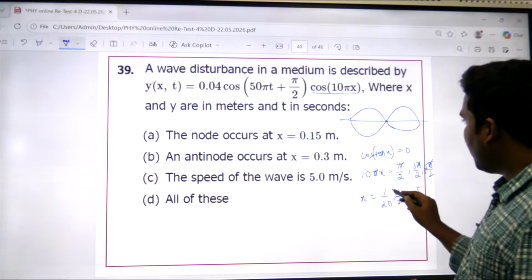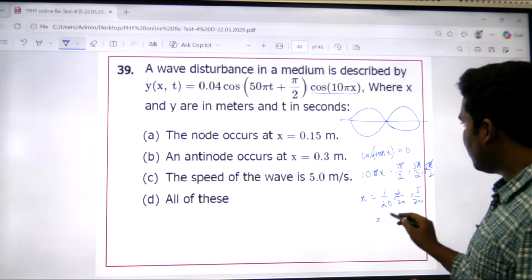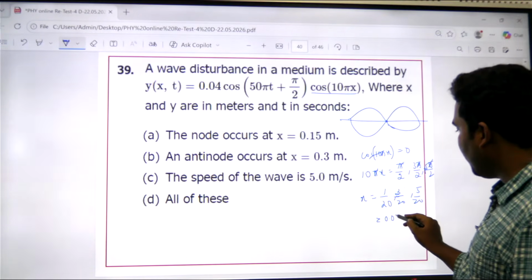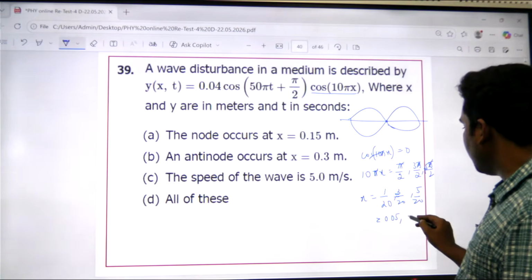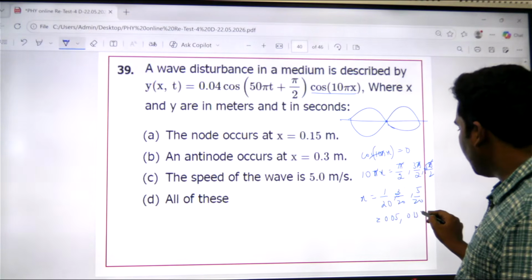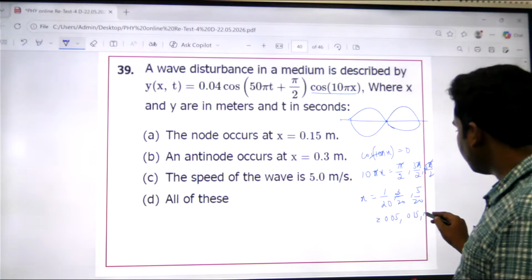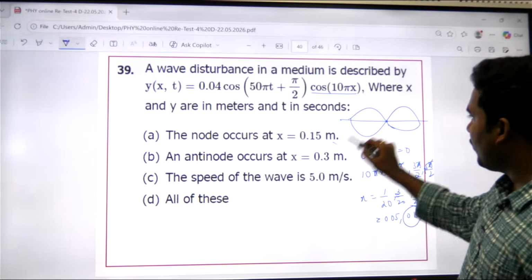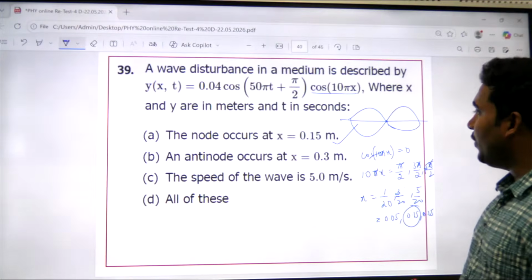What is 1 by 20? 1 by 20 is, 1 by 10 is 0.1, so this is 0.05, this is 0.15, and this is 0.25. So your node occurs at 0.15, correct? And when does your antinode occur?